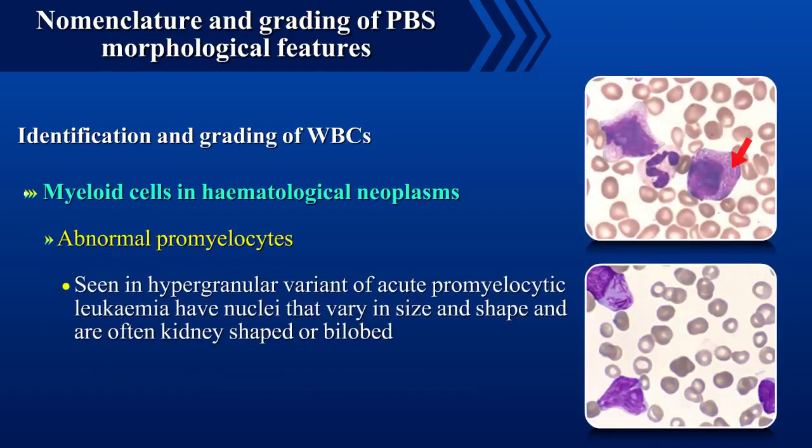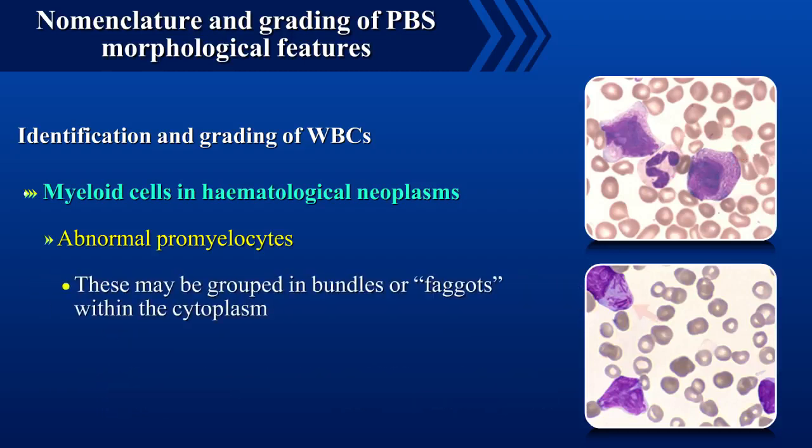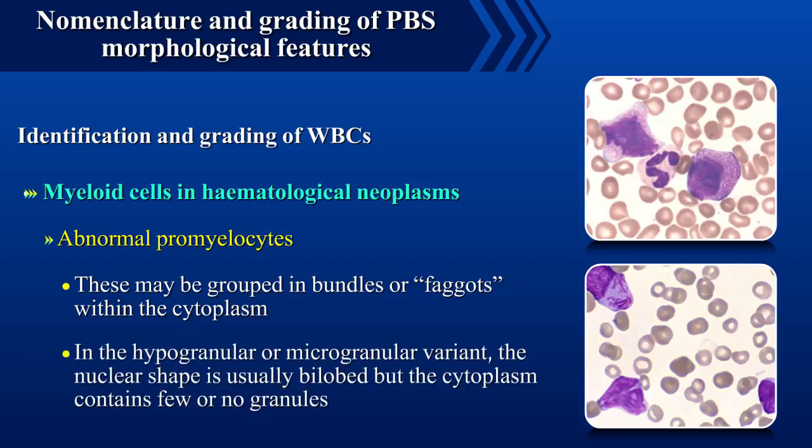Abnormal promyelocytes seen in the hypergranular variant of acute promyelocytic leukemia have nuclei that vary in size and shape and are often kidney-shaped or bilobed. The cytoplasm is packed with large coalescent pink to purple granules and may contain Auer rods. These may be grouped in bundles or faggots within the cytoplasm. In the hypogranular or microgranular variant, the nuclear shape is usually bilobed, but the cytoplasm contains few or no granules.